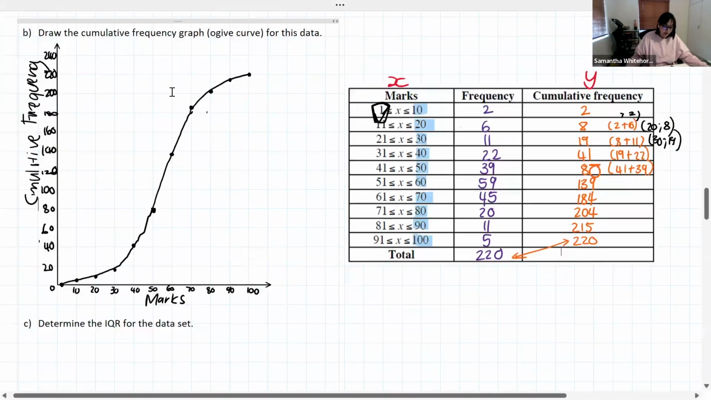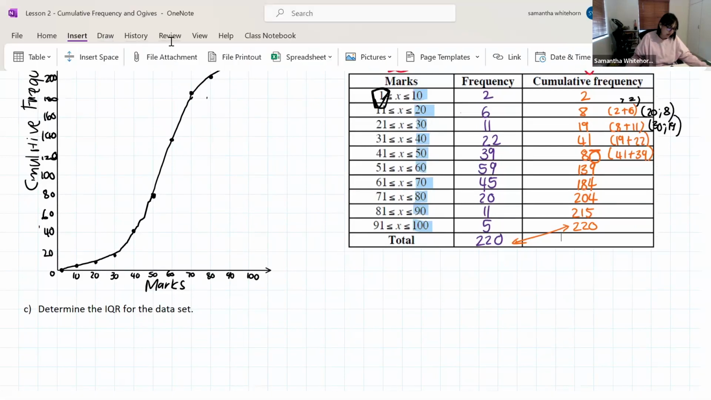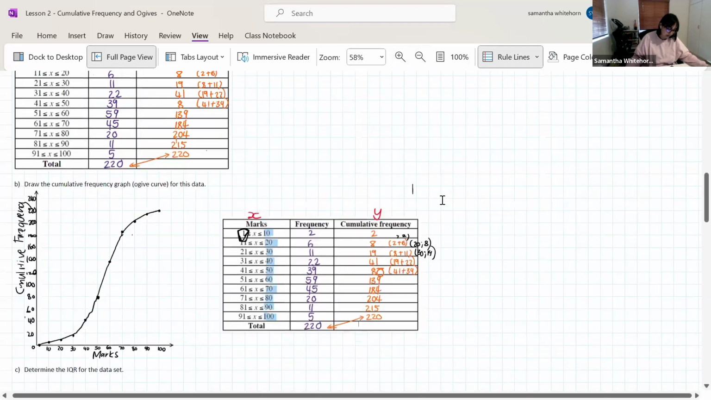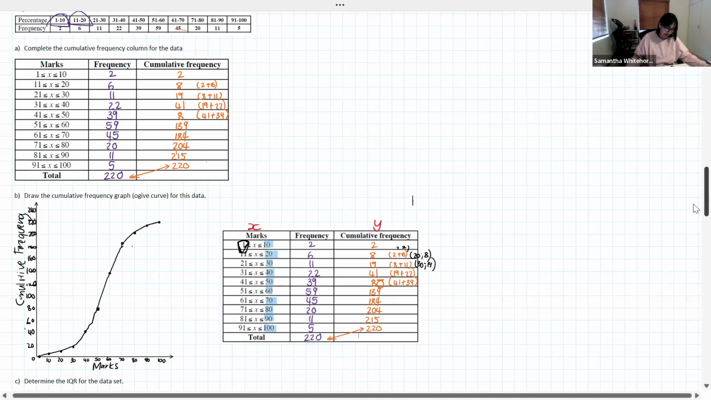All right, and now that we've got our ogive, we can start to do a whole bunch of calculations using it. All right, now, because this is slightly long, take a screenshot of what we have so far, and then we will go ahead and look at our next couple questions.